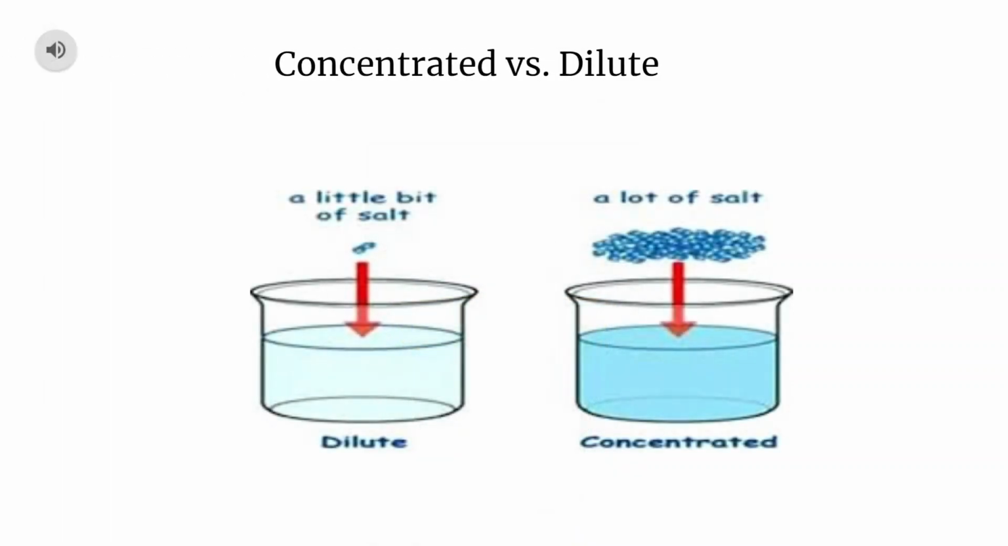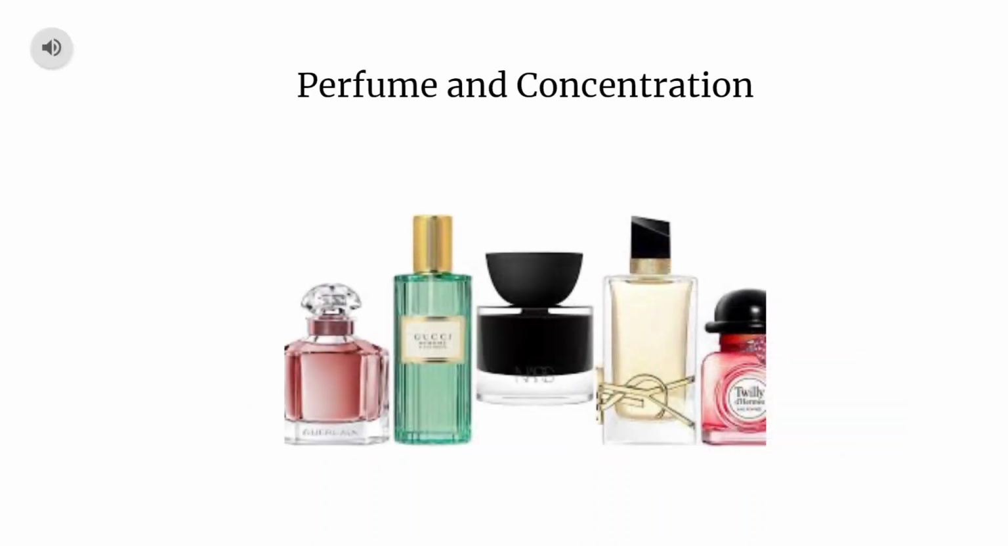Solutions can either be concentrated or diluted. A concentrated solution has a larger amount of solute in it, and a diluted solution has a small amount of solute in it. A good example of concentration is perfume. A perfume can either be concentrated or diluted. The more concentrated the perfume, the stronger the smell will be. If a perfume is diluted, then the smell will not be as strong. Perfume is a miscible solution because the contents in perfume combine with each other instead of separating.